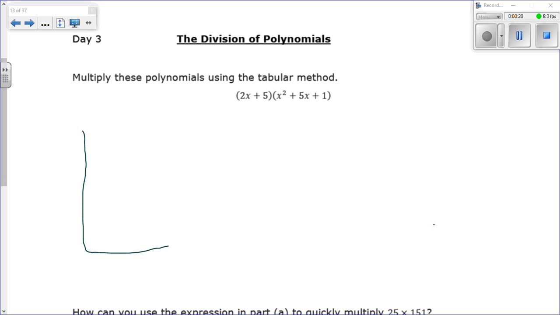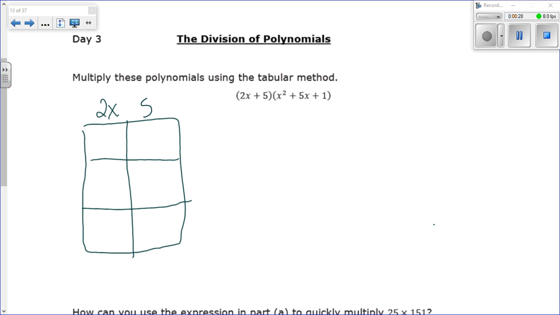So draw your boxes. 2x and 5, and then x squared, 5x and 1. And when we do our multiplying, we'll have 2x cubed, and then 5x squared, and then here we'll have 10x squared, and here we'll have 25x, and then here we'll have 2x, and here we'll have 5.